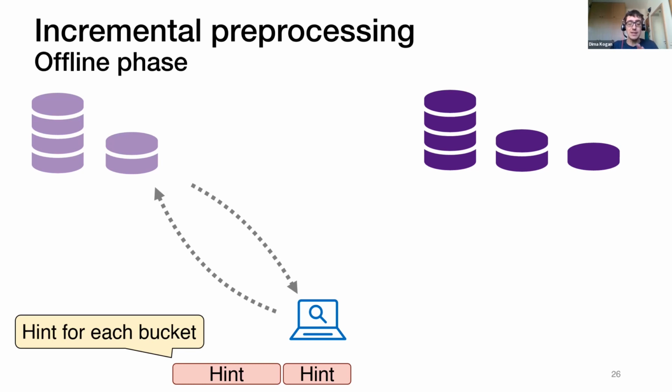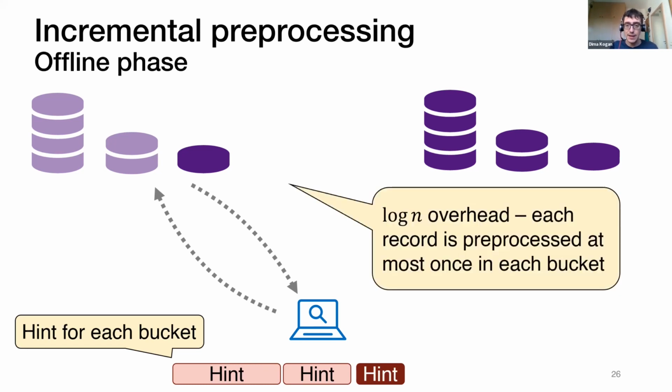So now the client will store a hint for each bucket of the database, and when a new bucket appears on the server, or a new bucket is formed, the client will run the offline phase only on that new bucket, download a hint for that new bucket, and store it. And you can see that every record in the database is only going to be preprocessed at most once per bucket. So if every record appears in at most a logarithmic number of buckets, and you run the preprocessing once per bucket, you have at most a logarithmic overhead in terms of the amount of preprocessing.